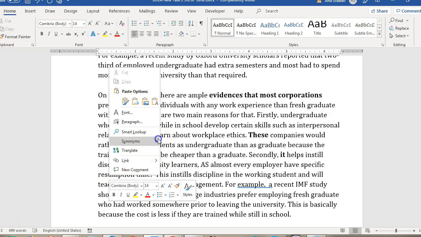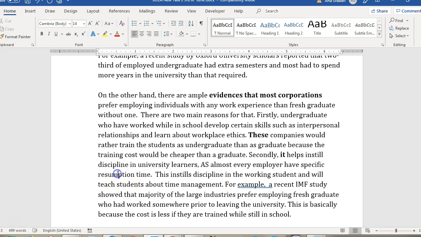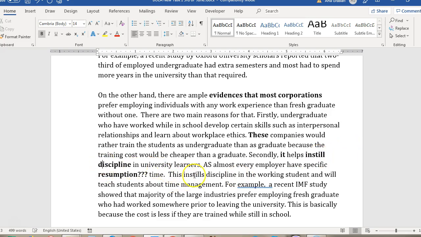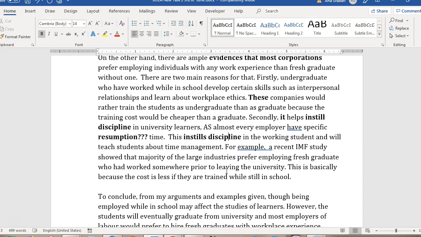What do you mean by resumption? What do you mean by this? Because I'm looking at the synonyms and I'm still confused. So please use another word or another formulation because I'm not sure what you mean. This instills discipline. Okay, you said instill discipline here, and you're repeating yourself again. One of the most important principles in using vocabulary is do not repeat yourself.